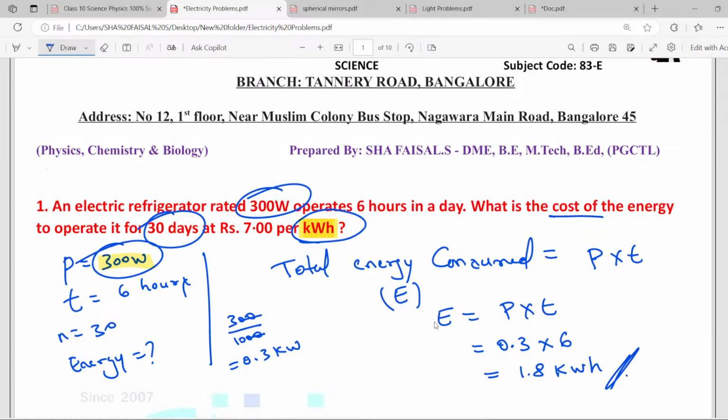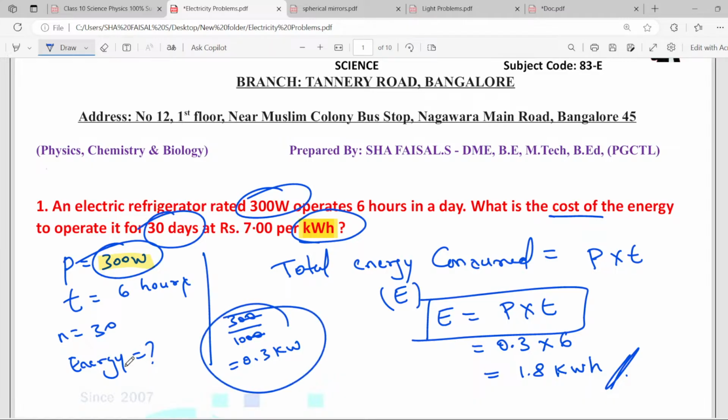This is not the final answer. We have just calculated how much total energy is consumed. So convert 300 watt into kilowatt. So directly we have written power in kilowatt, time in hours. So kilowatt hour. Power is kilowatt, time in hours. So 0.3 into 6 is 1.8. So how much total energy is consumed?